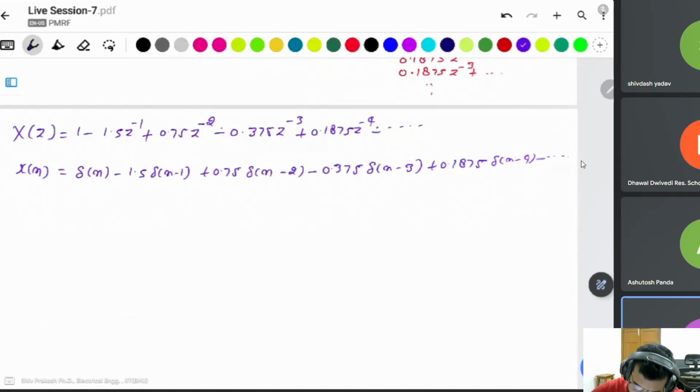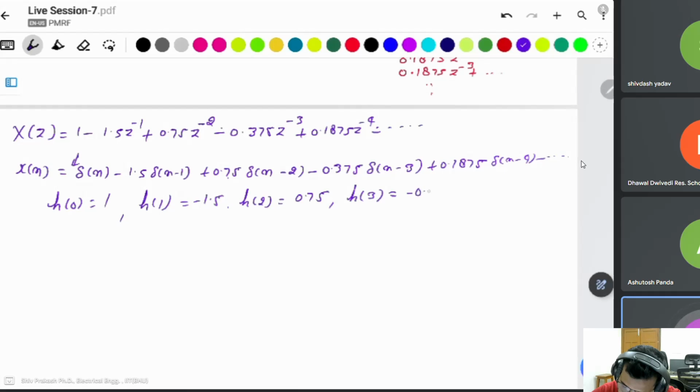Then what is the h naught? This one is 1, h1 is this one, minus 1.5, h2 is this thing, 0.75, h3 is minus 0.375, h4 is 0.1875. Okay, this is the answer you can find.